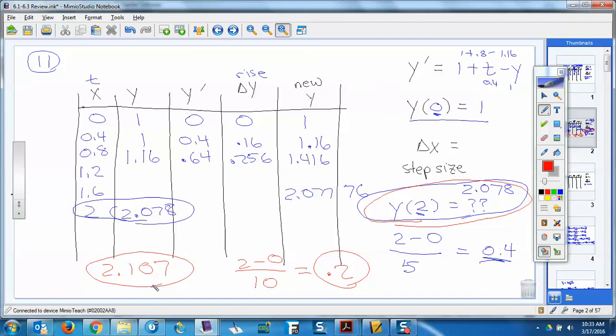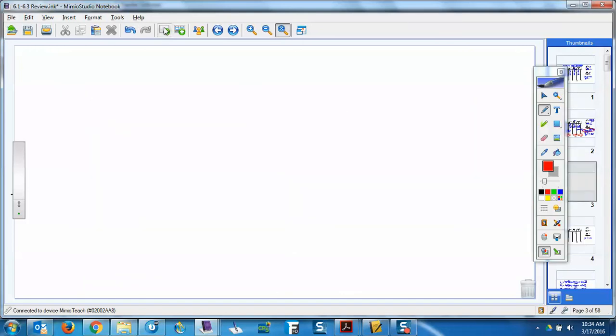And what should be happening is that's actually a better approximation of y of 2 than the one we had with only 5 steps, 2.078. This is probably a little better approximation. We don't know what the exact value is. And then, you were also supposed to verify that something was a solution? So let's talk over that. That would be the last thing you would do with these problems. Verify something's a solution.